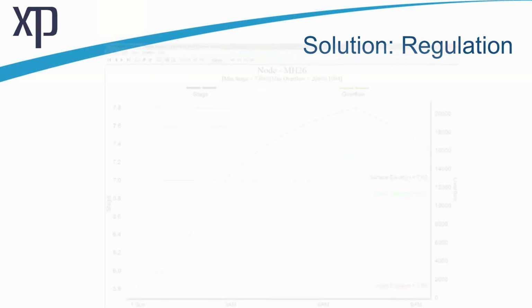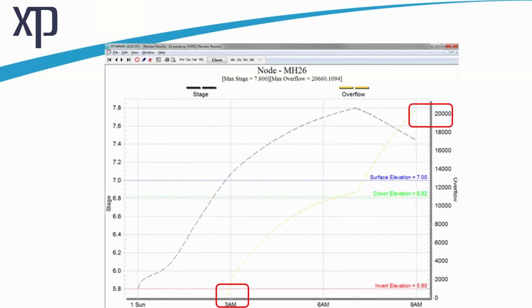I'll give you a couple screen captures, just some basic examples here. You can see this node. It's a little hard to see. Apologize for that, but you can highlight. On the right side, you have a volume, a cumulative volume of overflow, as well as when this happened. So this is showing you that this node had 20,000 gallons that began to overflow at 3 o'clock in the morning. That's for an individual node.